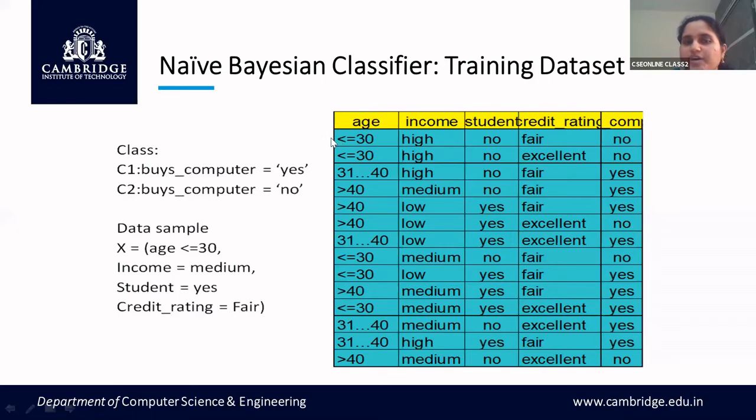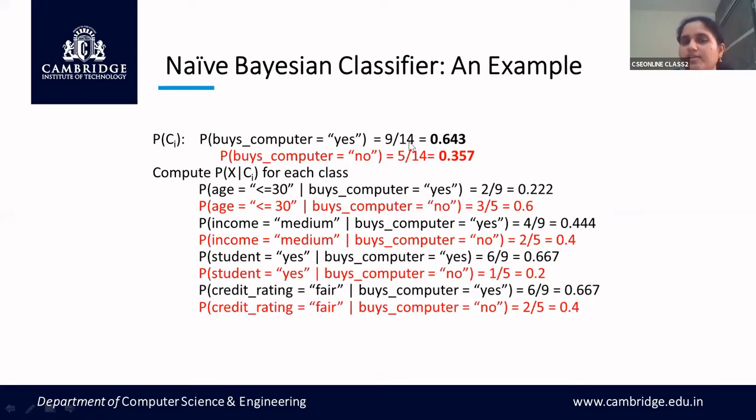How many tuples had buys computer as yes? 9 out of 14 were yes. So find out the probability. The probability would be 0.643. Similarly, for buys computer no, 5 out of 14. So it is 0.357. So this will be the probability of Ci, right? What we did is, the last column is the class label. Depending upon the class labels, we have found out the probability of buys computer as yes and buys computer as no. Are you able to follow till here?